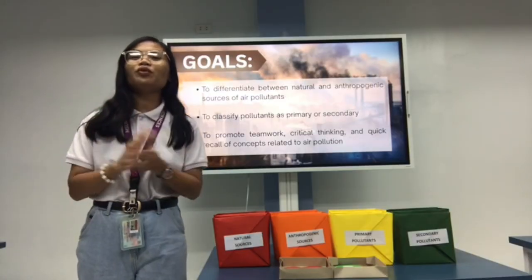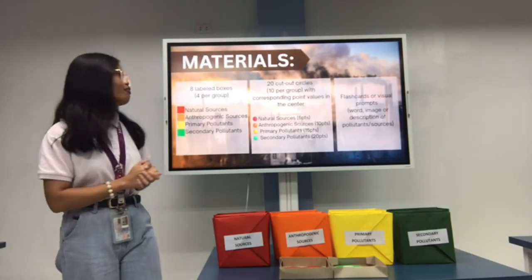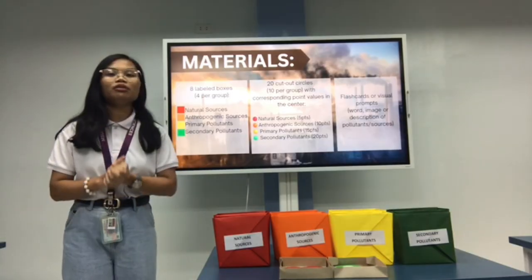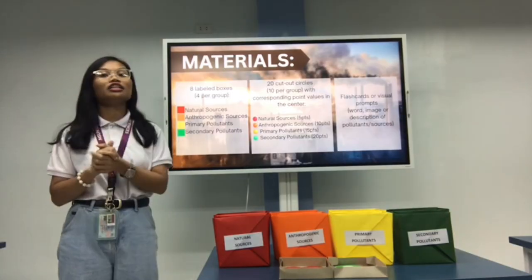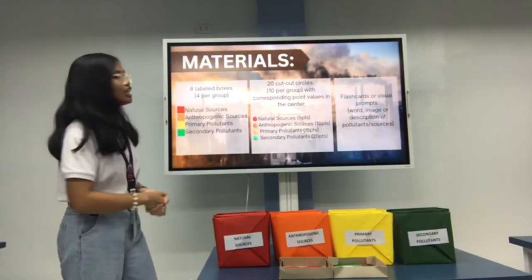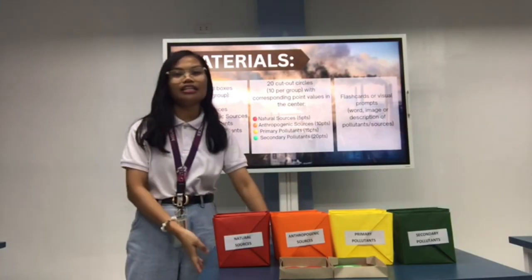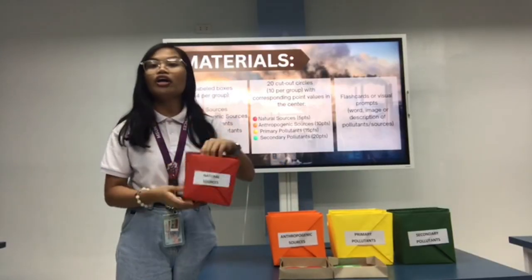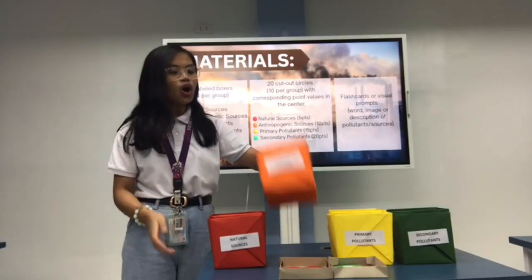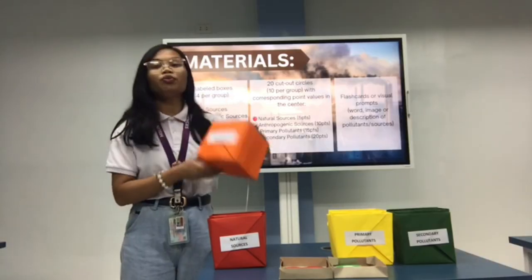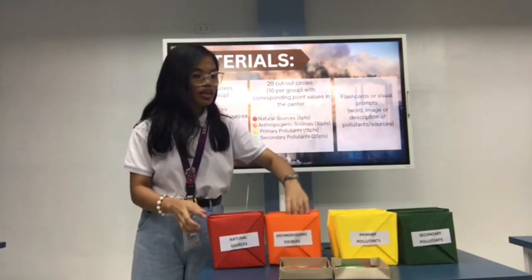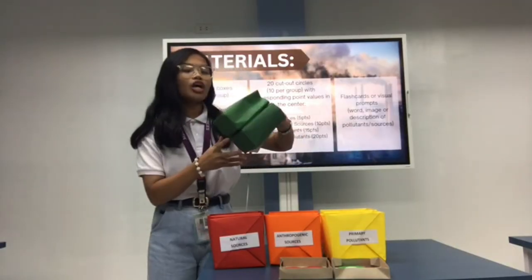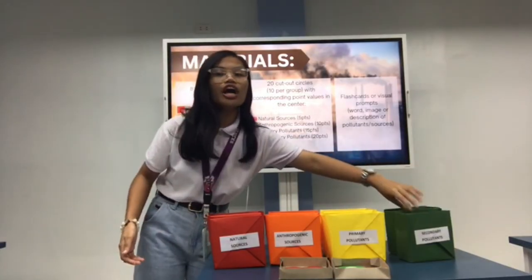Of course, in a game, we need materials. The materials for this game, we need 8 labeled boxes, 4 boxes per group. As you've noticed in the table, we have 8 boxes. The red box is for natural sources. The orange box is for anthropogenic sources. The yellow box is primary pollutants, and the green box is for secondary pollutants.